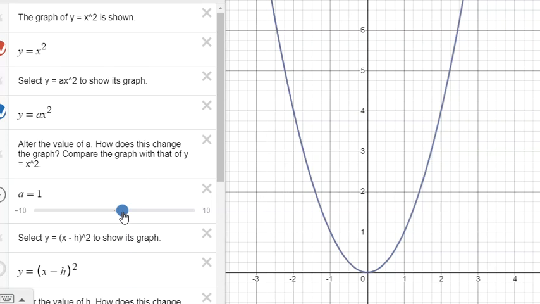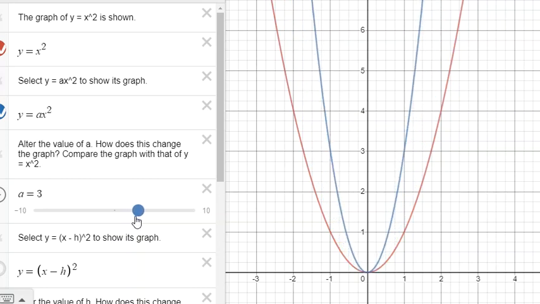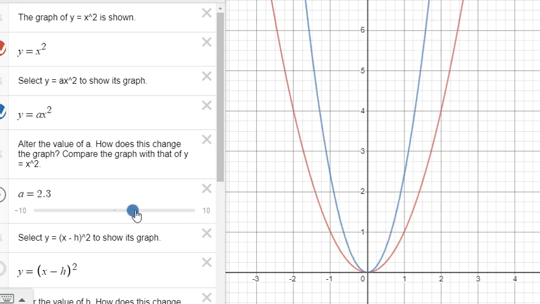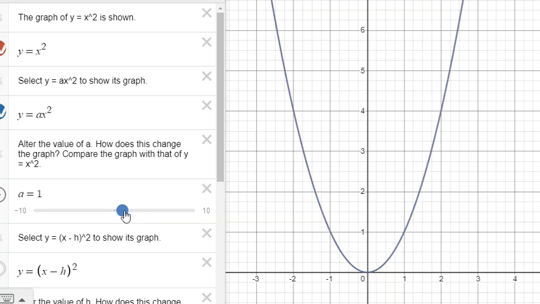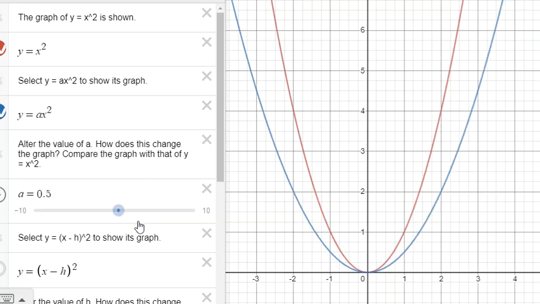Now what if a is more than 1? Let's say the parabola is y equals 2x squared. Look at that blue graph. If it's 3, what happened to it? It stretched vertically, or became narrower. If it's 2, it will be wider than 3. If it's 1, you go back to the normal parabola. What if it's less than 1? If it's half, or 0.3, it compressed vertically, as if you are pushing it down, so it became wider.